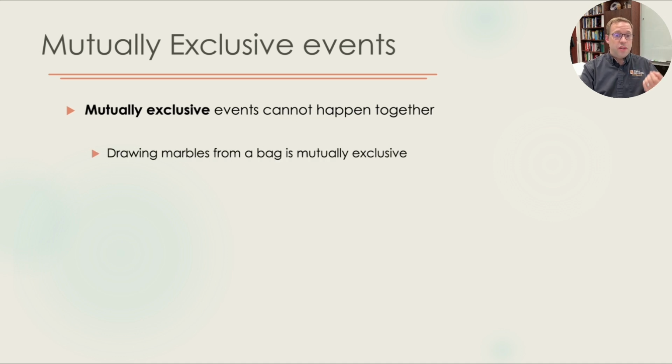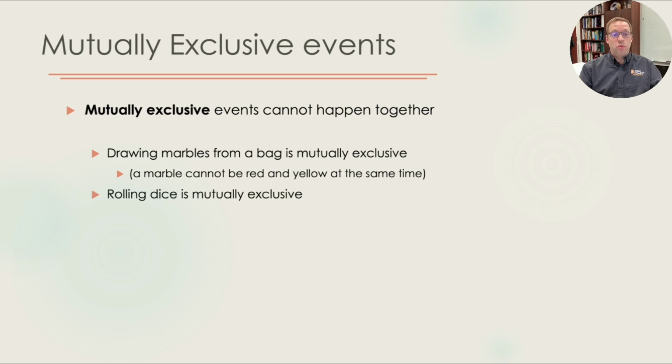But our first example of drawing marbles from a bag is mutually exclusive. Why? Because when you draw a single marble out, there's no way for that marble to be both red and yellow. It's either red or yellow. It cannot be both at the same time. All right. Another example, rolling a die is mutually exclusive. Why? Because when you roll a die, you cannot get a 3 and a 5 at the same time. Either you get a 3 or you get a 5. One die cannot be both at the same time.